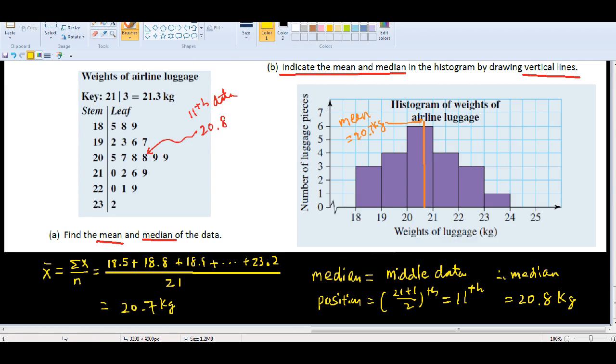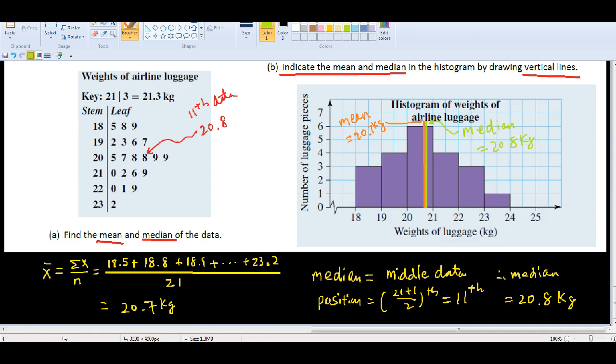So how about our median? Our median should be just next to it. They are very close, right? Possibly just like this. So this will be our median, which is 20.8 kilogram. Okay, so that's it. That's all you need to learn in our lesson 6.